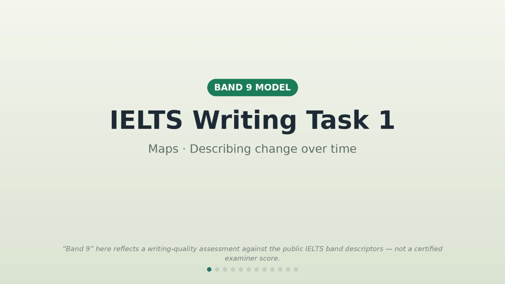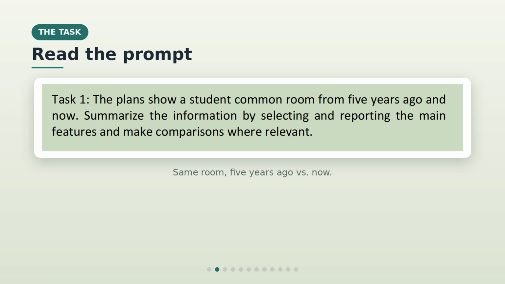Welcome. In this video, we will plan and write a Band 9 answer for an IELTS Writing Task 1 using maps that show a student common room 5 years ago and now. Here is the task. The plans show a student common room from 5 years ago and now. You must summarize the information by selecting and reporting the main features and make comparisons where relevant.